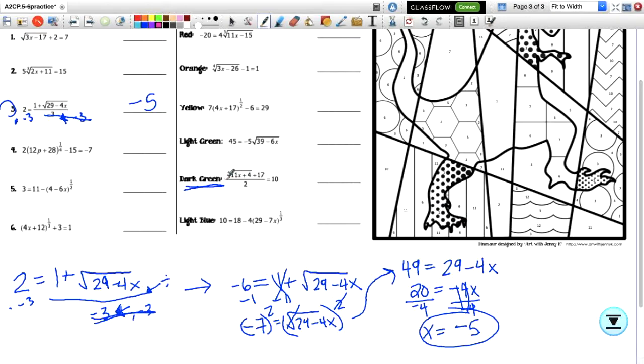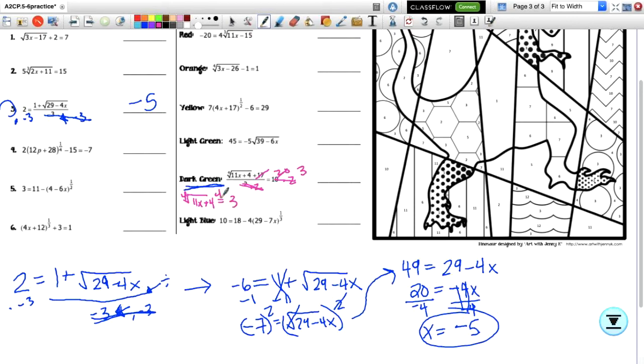So first things first, huge denominator. Get rid of this divide by 2 by timesing by 2. And times by 2 cancels. I get 20 over here. So I currently have the fourth root of 11x plus 4, plus 17 equals 20. I'm going to minus 17 and minus 17, and I'm going to get 3. So right now I have the fourth root of 11x plus 4 equals 3.